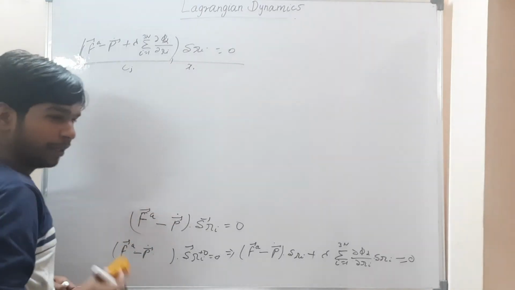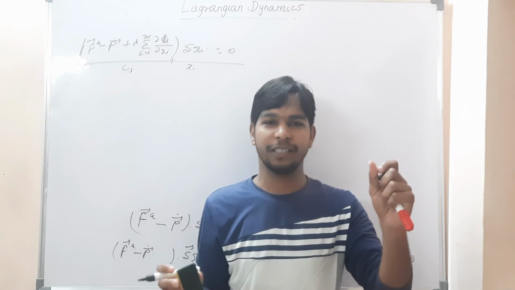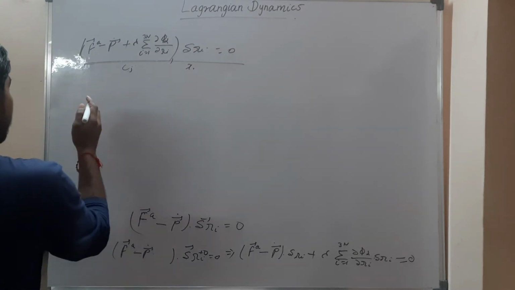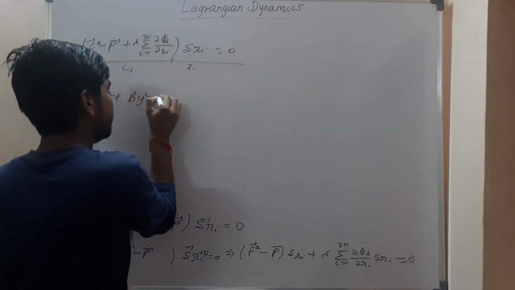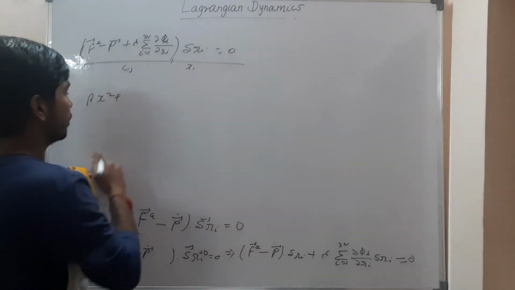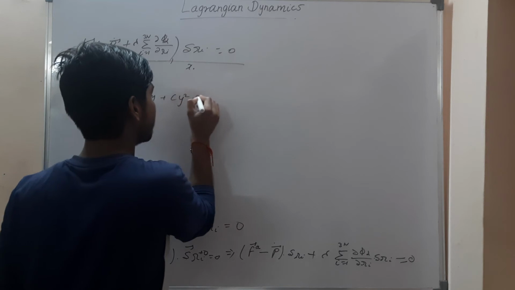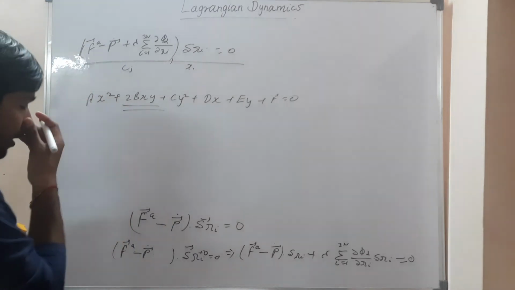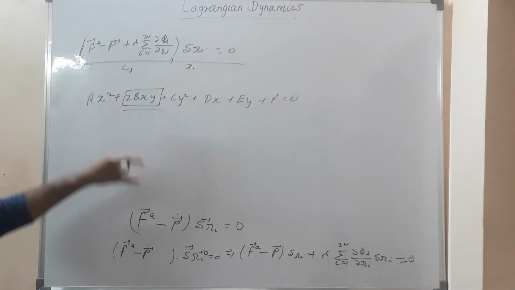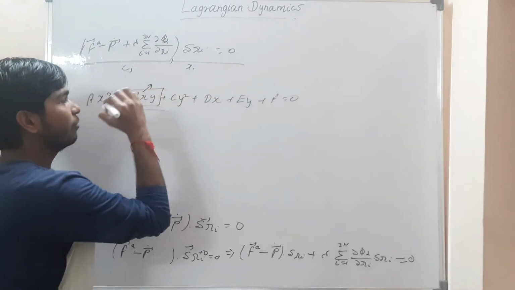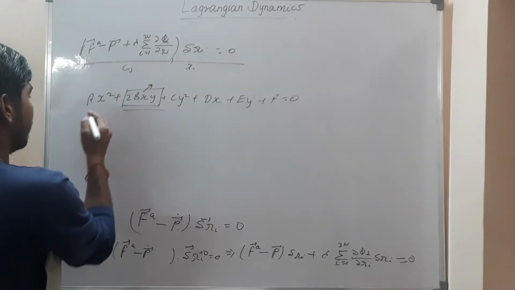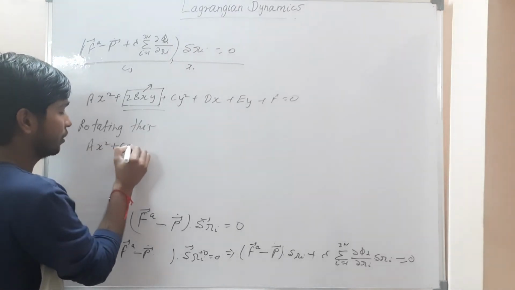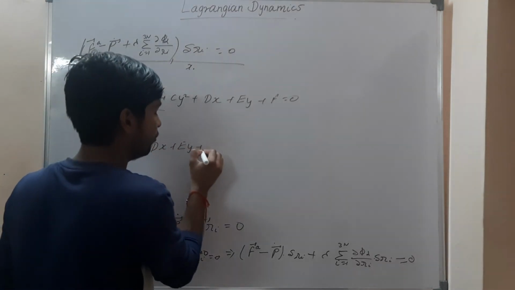Similarly, in mathematics also, in coordinates and generalized coordinates, we rotate the coordinate axes or do a translation of axes. Why do we do this? If you have studied a function like ax square plus 2bxy plus cy square plus dx plus ey plus f equal to 0, what do we do? We rotate the function by a suitable angle, and this term will get vanished. So after rotating this, we will get cy square plus dx plus ey equal to 0.